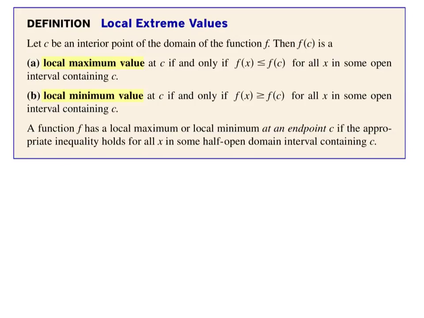Local extreme values are a little bit different. On some interval, a local maximum value is at c if and only if f of x is less than f of c for all x's in that interval. Same thing for a minimum, f of x is always greater than f of c on that same interval.